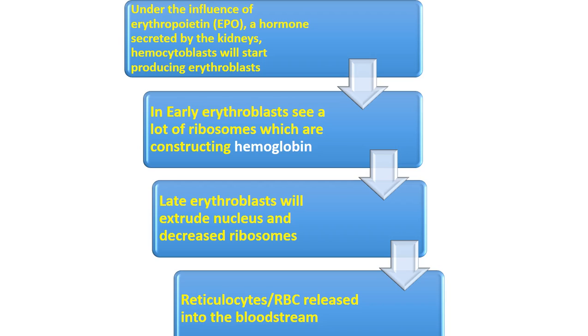So then the ribosomes are going to continue to make more hemoglobin to fill that cell. Immature red blood cells are called reticulocytes. Mature red blood cells obviously are called red blood cells. You do have some reticulocytes in your bloodstream, about 2%. We'll talk about situations where you may have more and whether that's good or bad.